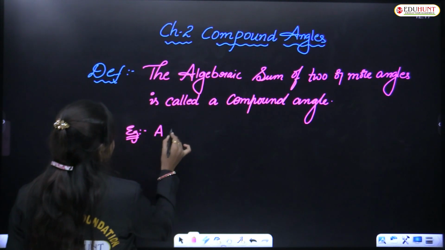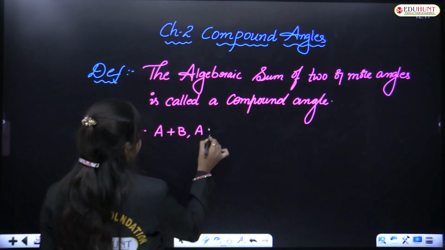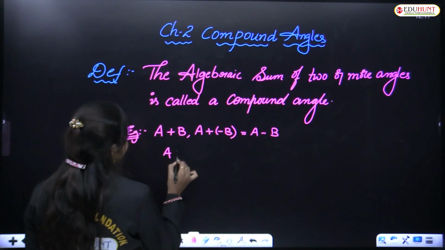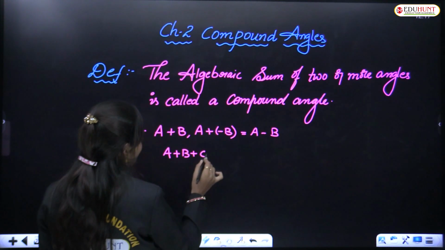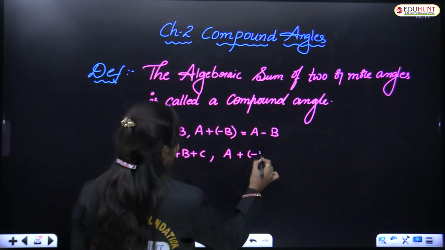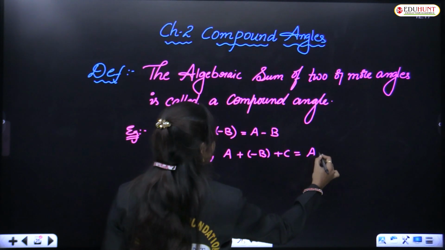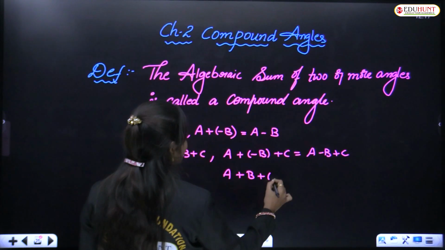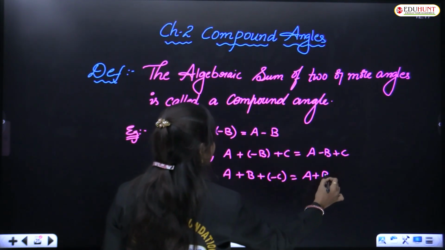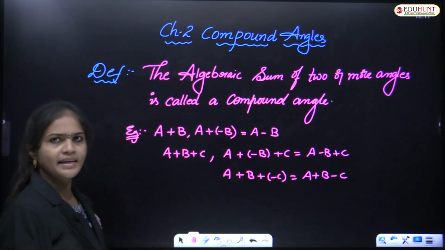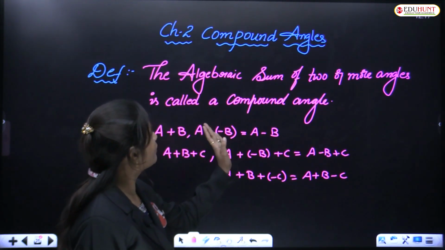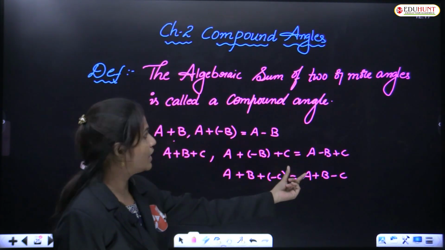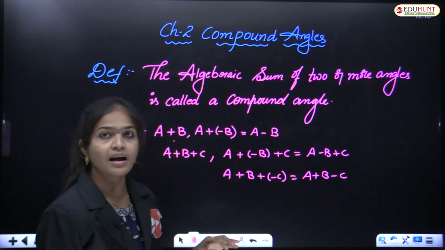For example, A plus B. Next, A plus of minus B, which is nothing but A minus B. And for 2 or more angles, A plus B plus C, or A plus of minus B plus C, which is A minus B plus C, or A plus B plus of minus C, so A plus B minus C. Like this, many angles we can take. So what is the definition? The algebraic sum of 2 or more angles is called a compound angle.